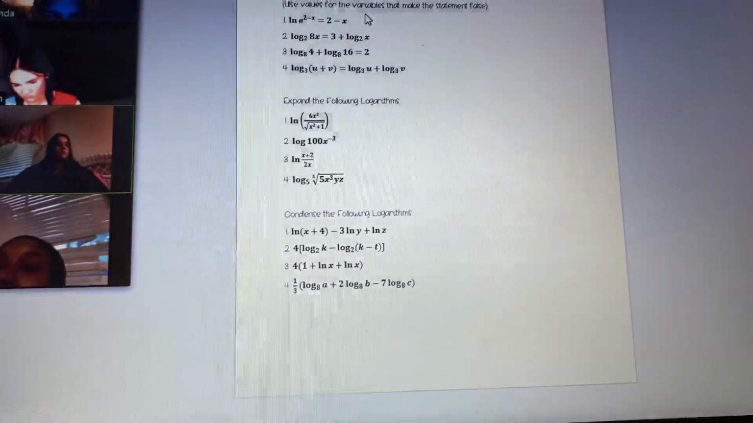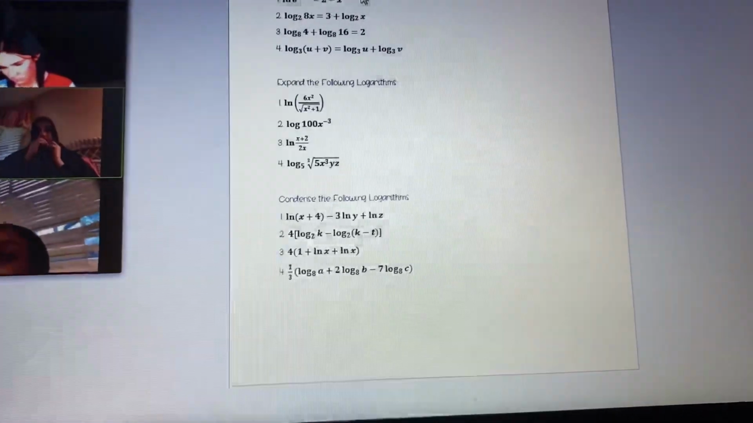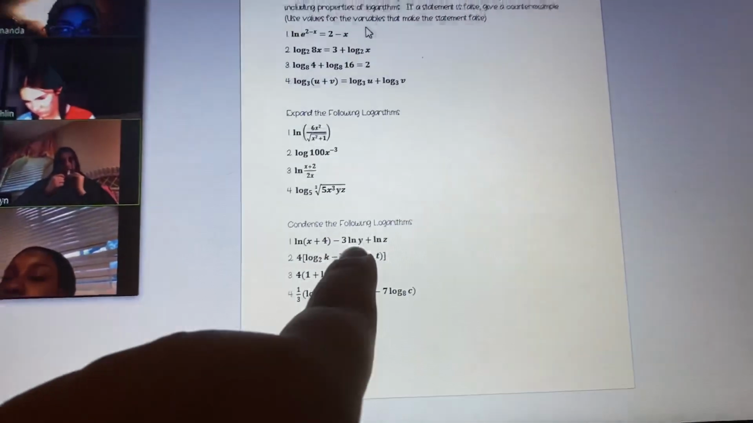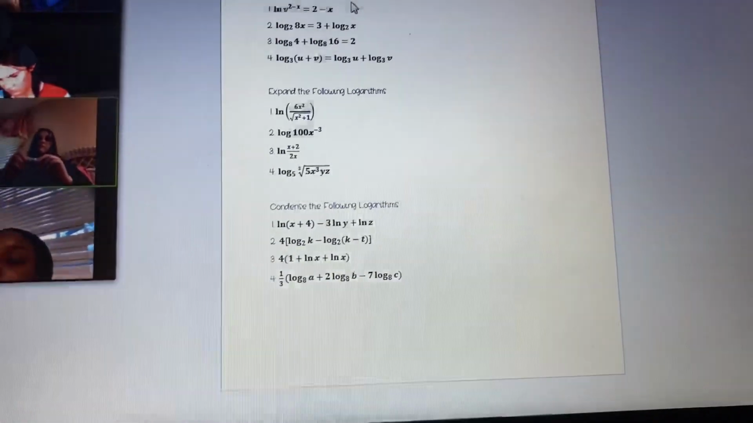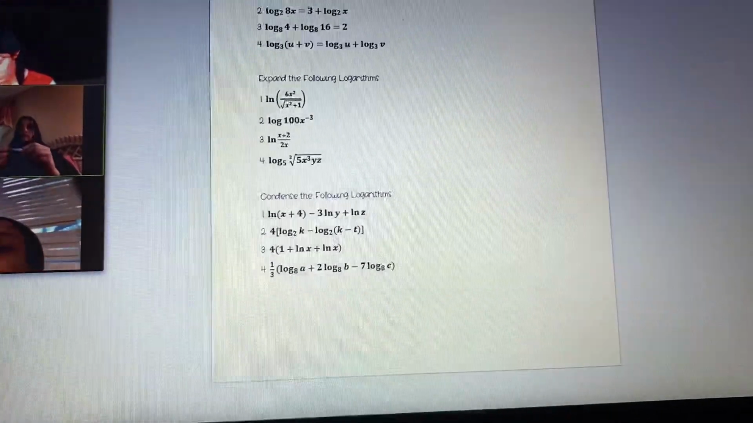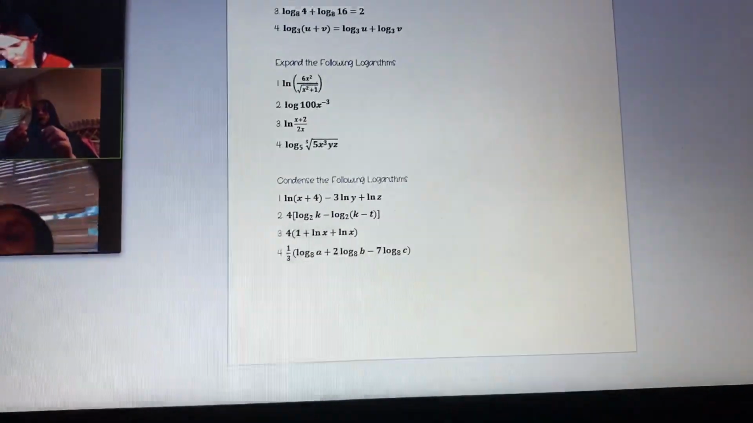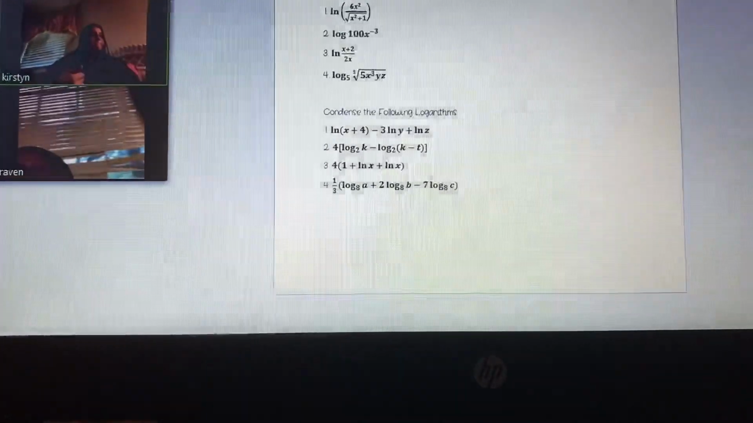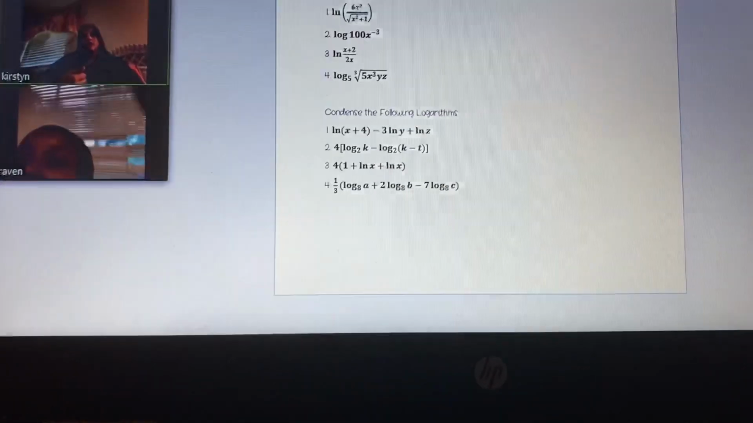Okay, for now the condensing, this is positive, so it's in the numerator, and it's addition, so you can't separate it. So on the top, or the numerator, it'd be natural log x plus 4, and this is subtraction, so it's the denominator, over natural log y to the 3rd, and this is positive, so you can put it in the numerator or the denominator, but I put it in the denominator instead. z to the negative 1.